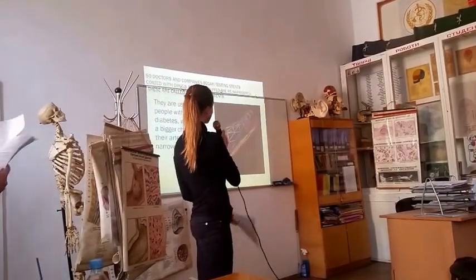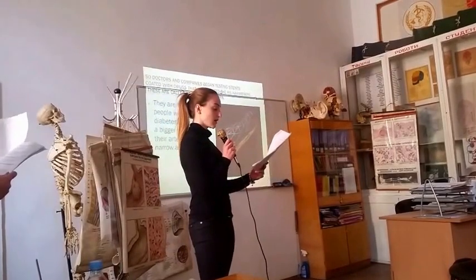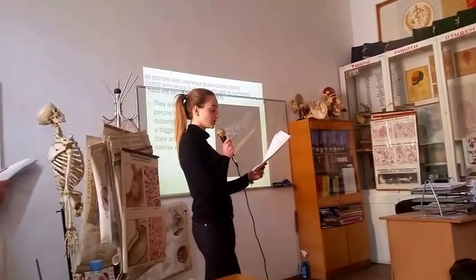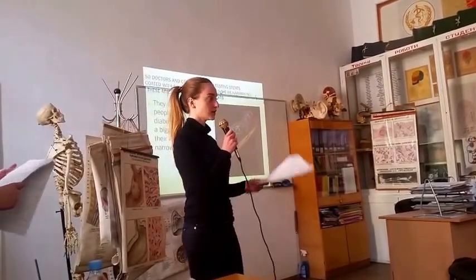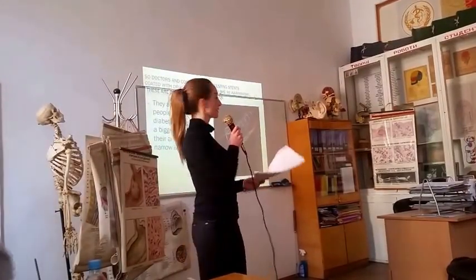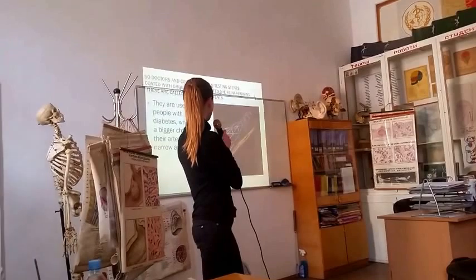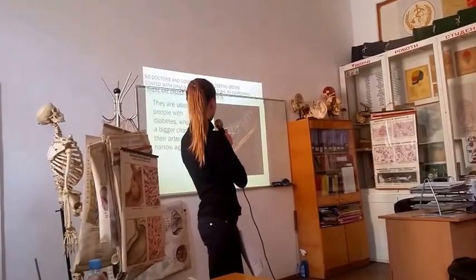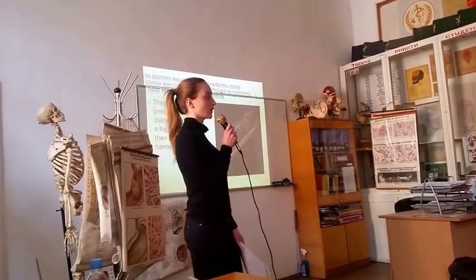So doctors and companies began testing stents coated with drugs that interrupted re-narrowing. These are called drug-eluting stents. They are used for people with diabetes who have a bigger chance of their arteries getting narrow again.